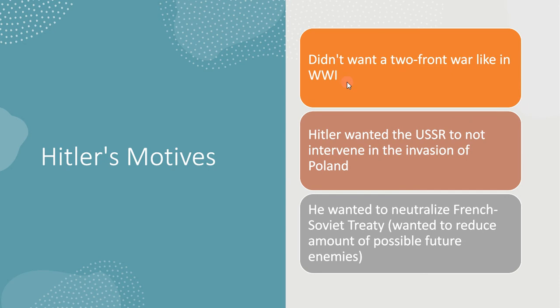Hitler also didn't want the USSR to intervene in the invasion of Poland, because he wanted to focus all his troops on it, and he wanted to neutralize the French-Soviet treaty. So he wanted to reduce the number of possible future enemies. If Hitler didn't sign this treaty with Stalin, the French-Soviet treaty would be upheld, and basically the USSR would be on the Allied side. So he didn't want to fight a two-front war.